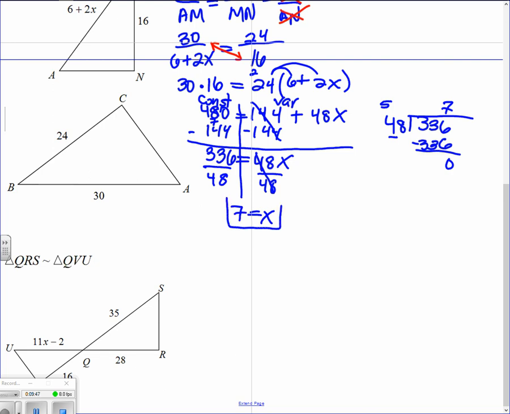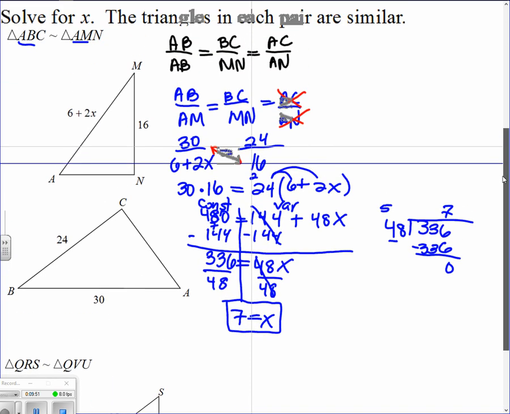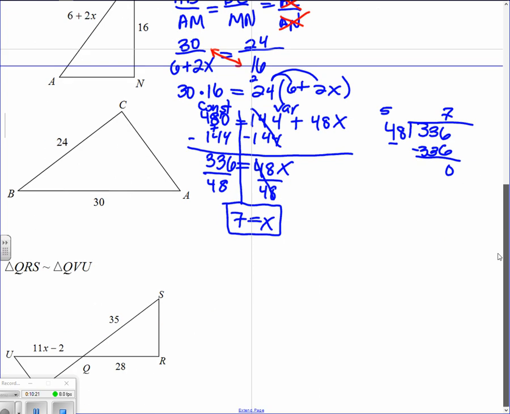Okay? So, I don't know if you noticed, but I was able to write this without looking at the drawing. When I wrote the proportion, I used the similarity statement. The segment AB is proportional to AM, and BC is proportional to MN, and first and last, AC is proportional to AN. Okay, now next problem.